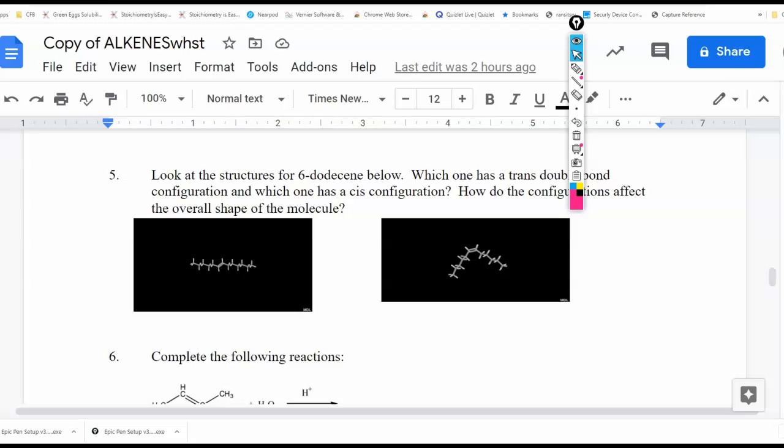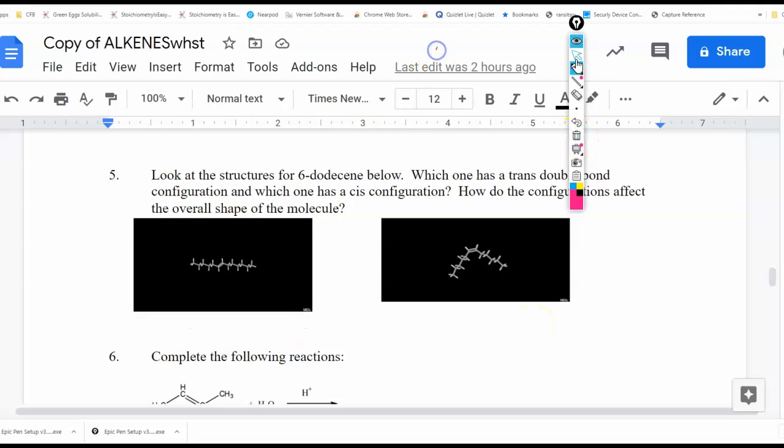Okay, so the next part then, look at the structures for 6-dodecene below. Which one has a trans double bond configuration and which one has a cis double bond configuration? How do the configurations affect the overall shape? So this is our trans, and it appears like more of a linear shape overall molecule, and this is our cis, and this is more of a bent shape overall molecule.